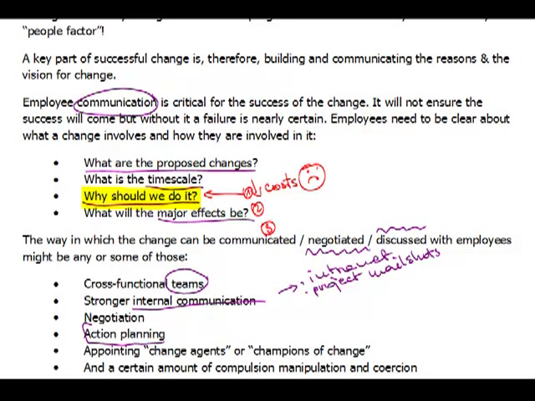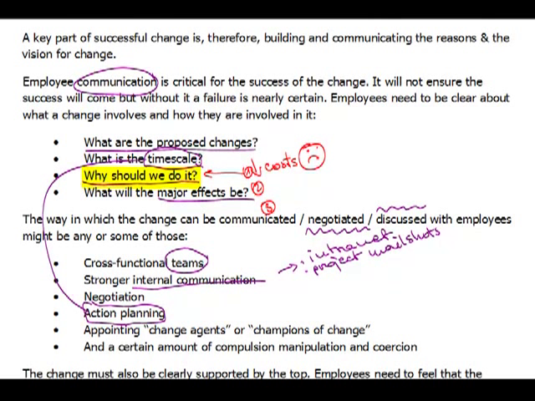Negotiations, we talked about it. Action planning. People need to know what's going to be. It ties in with the time scale. They need to know what's going to happen and when. And that puts them in a slightly more comfortable position than without it. You may appoint change agents. If there are important people that are listened to in the organization, make them a change agent so that their example flashes on other people.